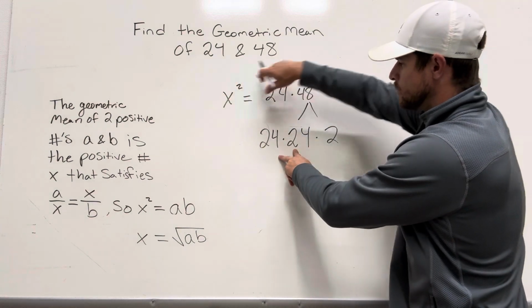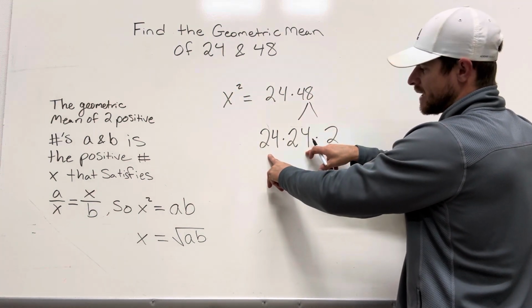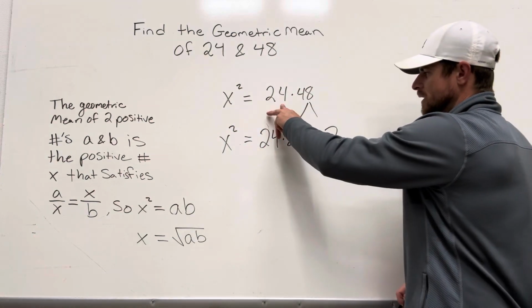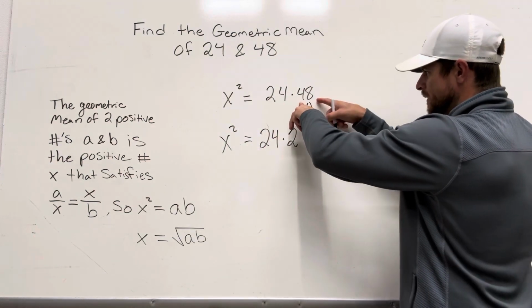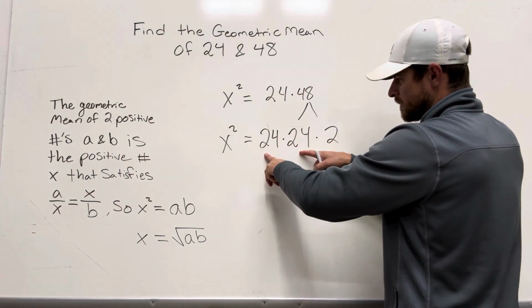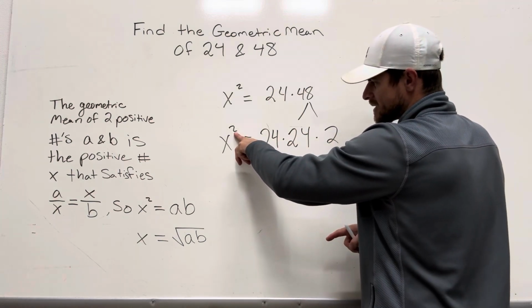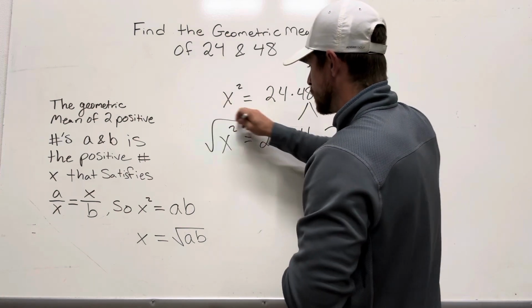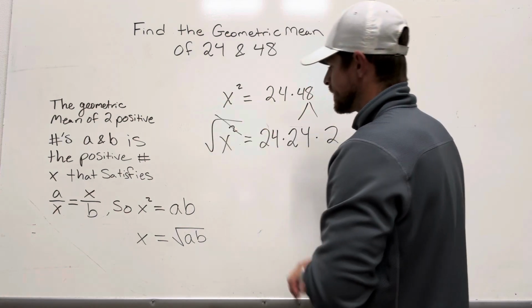But now if I have two 24s underneath a radical, they'll cancel each other out. So right now, this is what we're looking at. X squared is equal to 24 times 48. I split 48 in half so that I have matching 24s. Because what I need to do to get rid of this exponent is the inverse operation. The opposite of squaring something is square rooting it. That will cancel out the exponent.